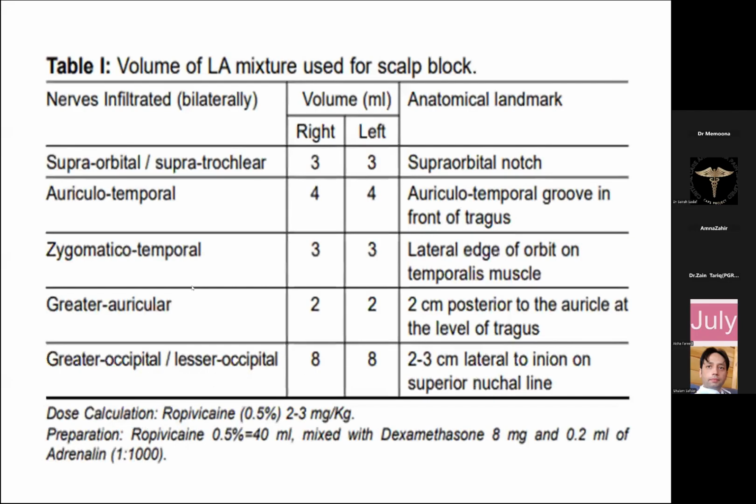This chart shows that they blocked the 6 main nerves of scalp on both sides bilaterally, and they used the landmark-based technique. This shows the landmark-based approach for each nerve. This shows the volume used on each side: 20 mLs for each side, and in total 40 mLs of local was used to block the whole of the scalp bilaterally. Along with that, 8 milligrams of dexamethasone as well as adrenaline was used as adjuncts.